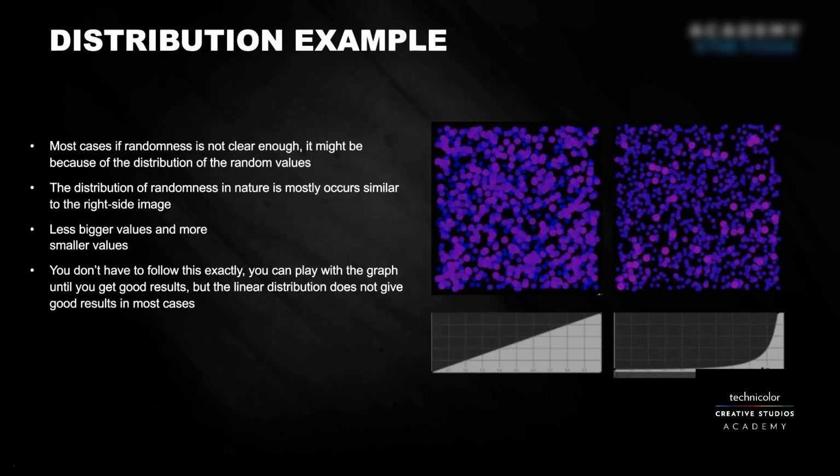It might sound confusing. Both these images have the same amount of randomness, but the distribution of randomness is more visible in this one. Here it feels random too, but it's not as random as this image, because here we have a lot of smaller particles and very few bigger particles, which gives more contrast, and the viewer can easily find the bigger particles separate from the smaller ones, so it makes it look more random. So that is the distribution example.